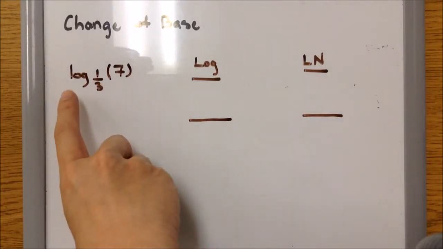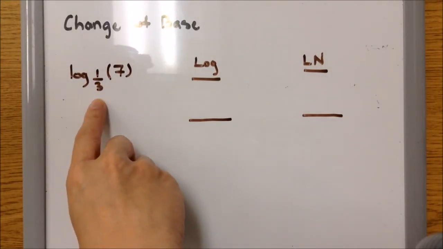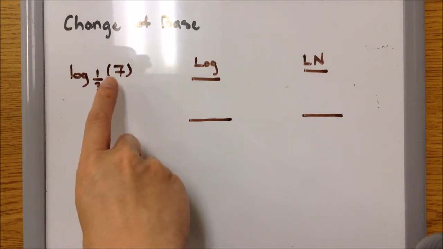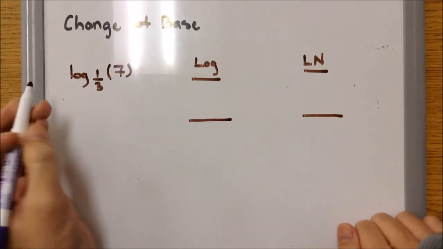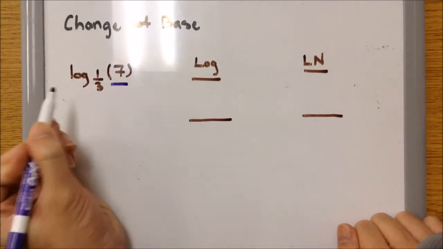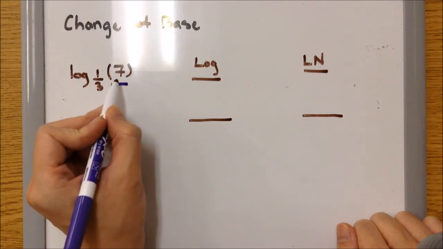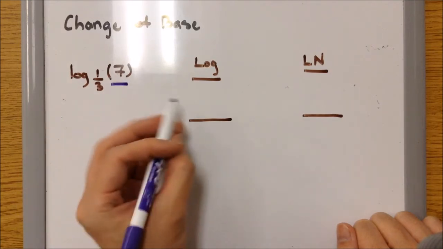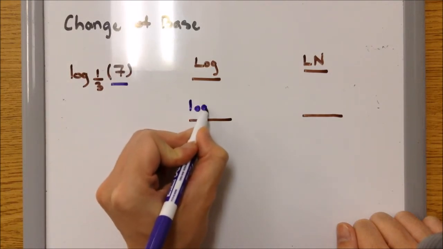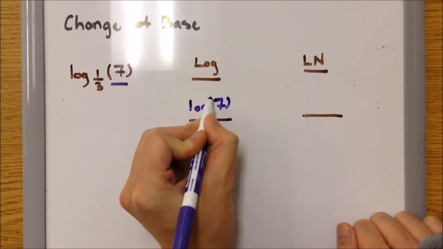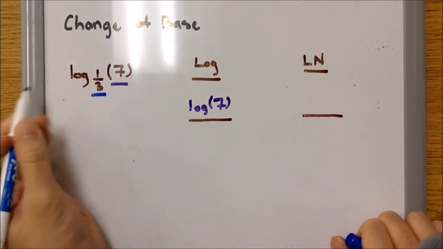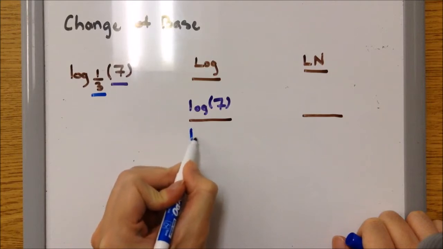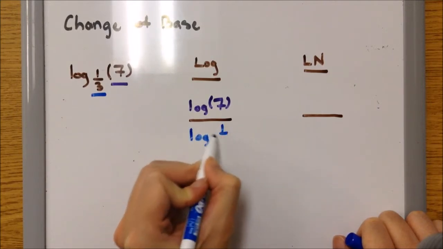Example 2, we have log base 1/3 of 7. So we're going to write the change of base. First off, when we have something like this, whatever is inside the parenthesis of log, we're going to write as the numerator. So log of 7. And then what we have as the base, in this case 1/3, you're going to write as the denominator. So log of 1/3.